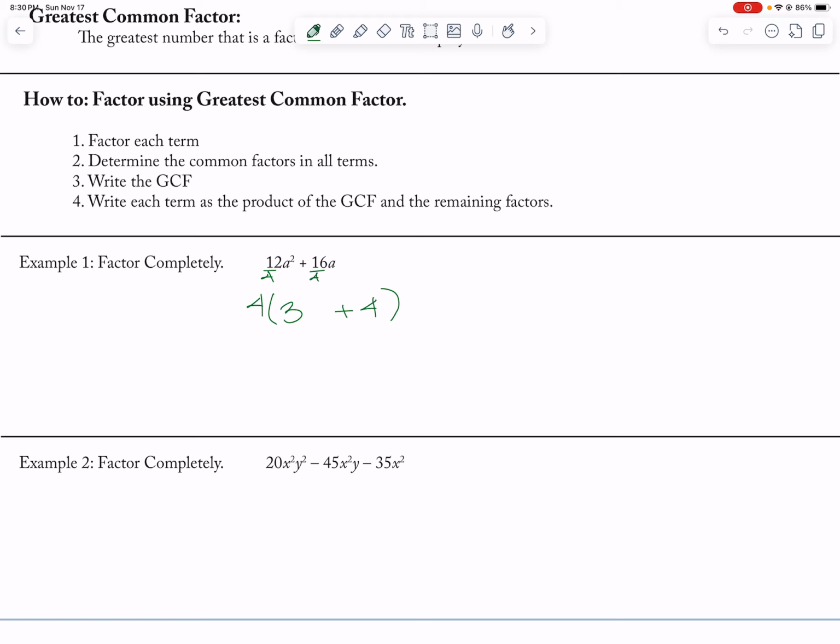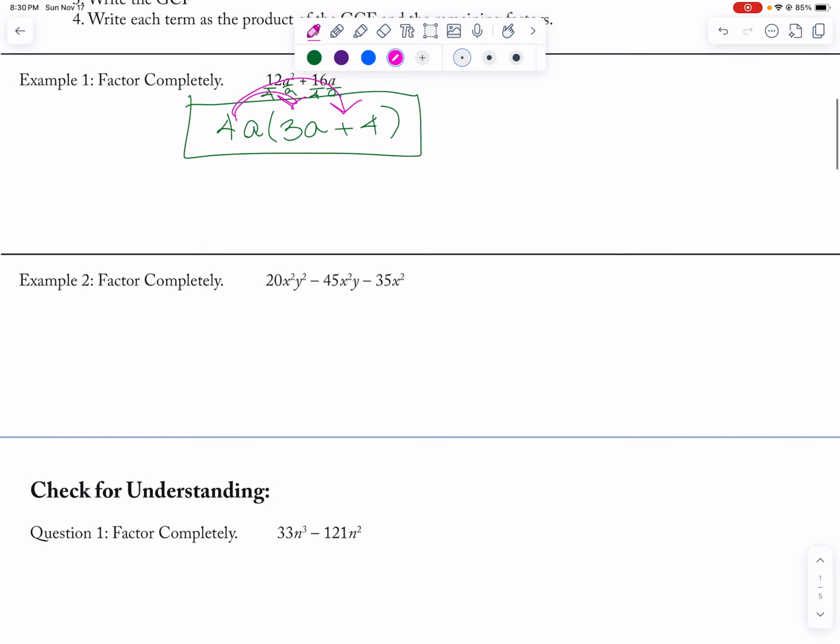And then what's in common between both of these, oops, didn't leave enough room here, is an a. So when I divide a squared by a, I'm left with an a. When I divide a by a, I'm left with 1. So that is what I factor to. I can double check by doing distributive property to see if I get back to where I started or not. And that'll tell me whether or not I got the right answer.